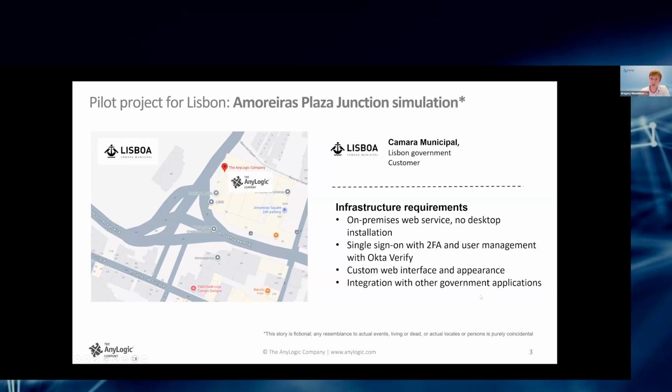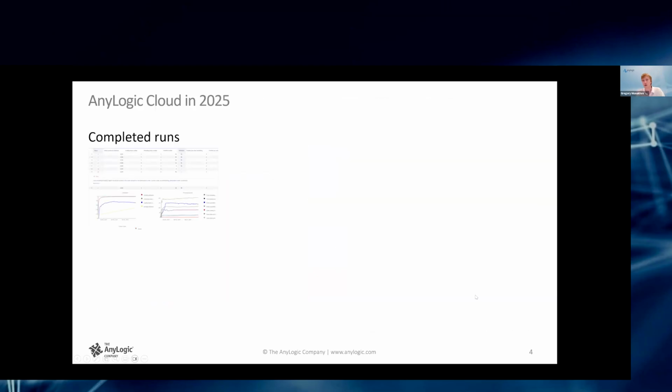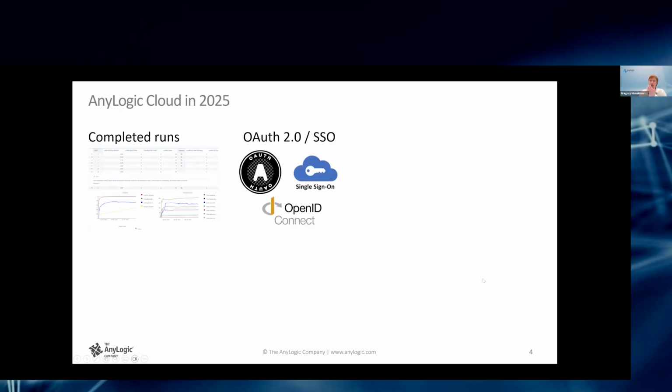So we already discussed the completed runs and the two-factor authorization. I'm going to add here that we're using OAuth 2.0 protocol, which is compatible with OpenID Connect, and using any of these technologies, you can enable single sign-on in private cloud.